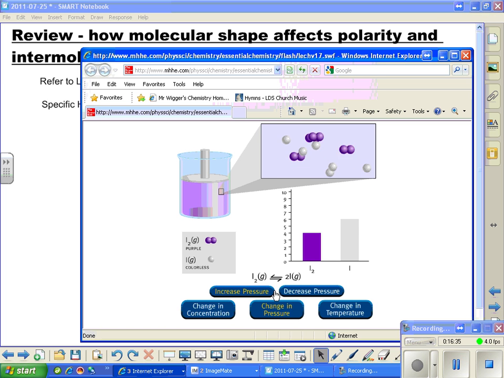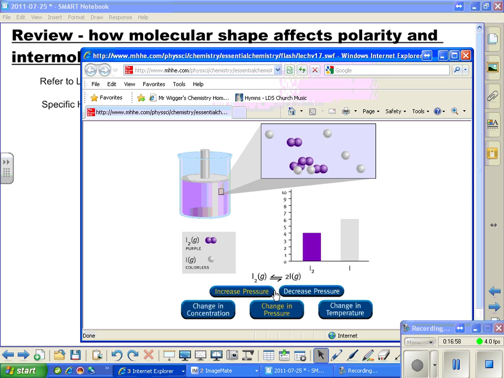Now, I'm going to decrease the pressure. What do I have to do that? Okay, so we're going to pull the plunger up, right? And where is there going to be a source for more gas, left or right side? So we're going to see a right shift. If we right shift, what's the color going to do? Lighter. It's going to go lighter.